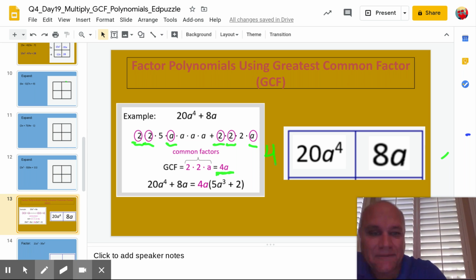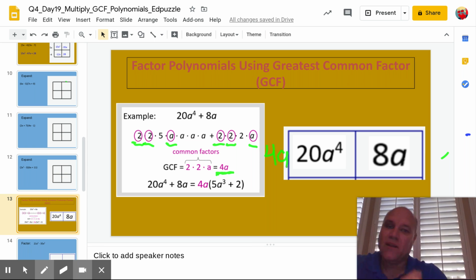But wait, we're not done. We have to look at the variables as well. In this case, we only have one variable, a. Well, a to the fourth and a to the first. So the common factor is a to the first, right? Because you can see it here. We circled that was only one a here. There's 4 a's on the left side. So the common is just the 1a. So this side is 4a.